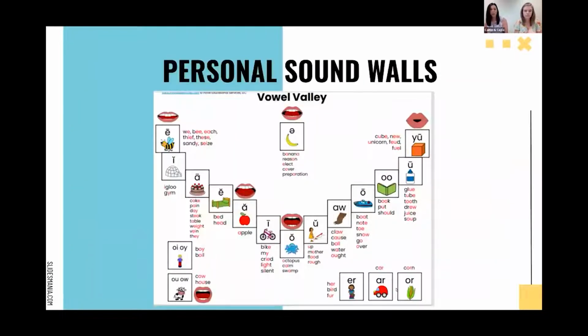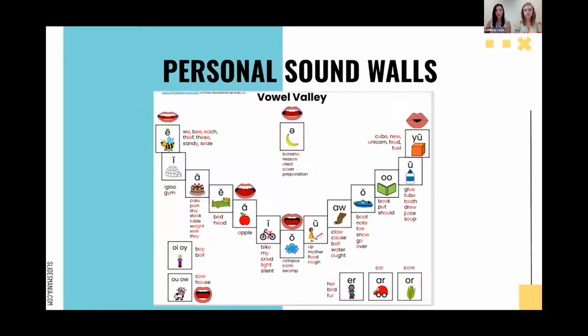And then this here is a personal sound wall. This is something that you can either create on your own. You can take a picture of your own wall that you have in your classroom and then just print those, laminate them, and provide them to the students. I think this is great to either keep in a folder for the kids, or as mentioned, you can laminate and have them sitting at your back table and your small group table, different things like that.